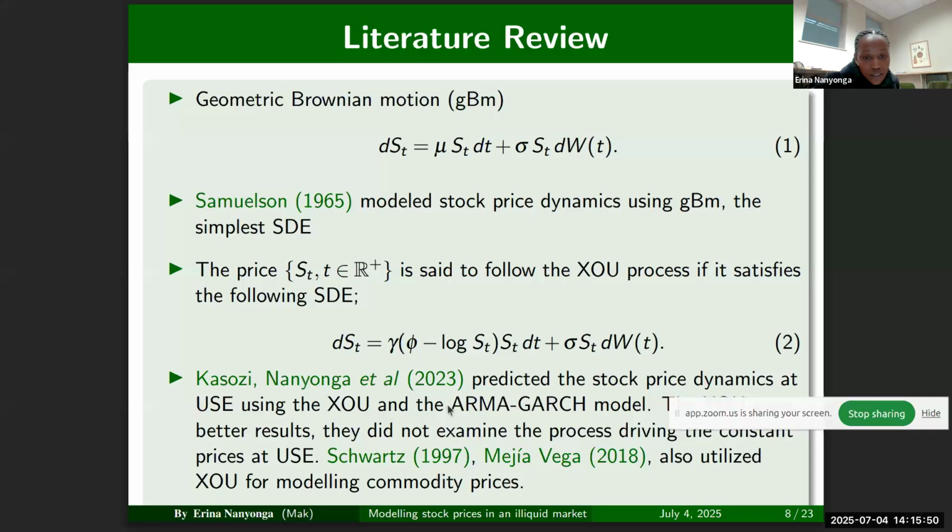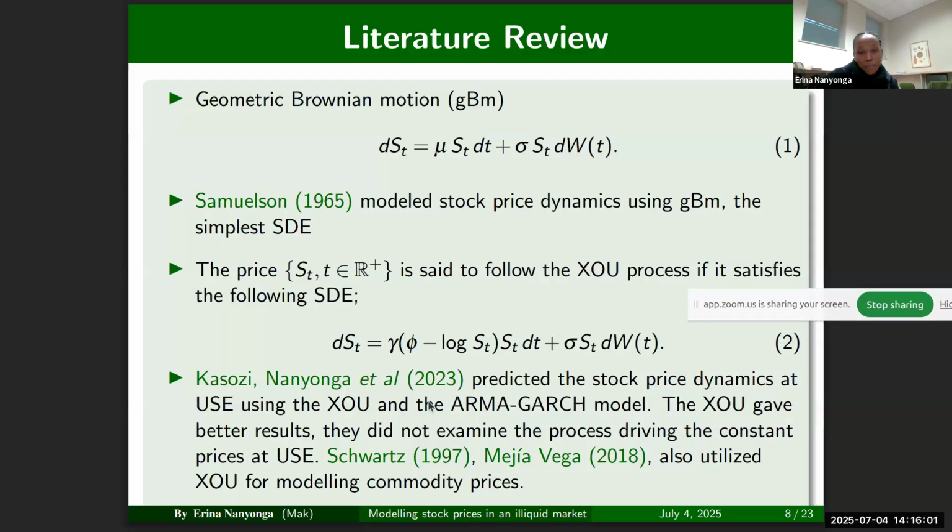My colleague and I used it in 2023 to predict stock prices at the Uganda Securities Exchange. But this is a model that allows prices to be moving up and down, which doesn't reflect the market scenario at the Uganda Securities Exchange.